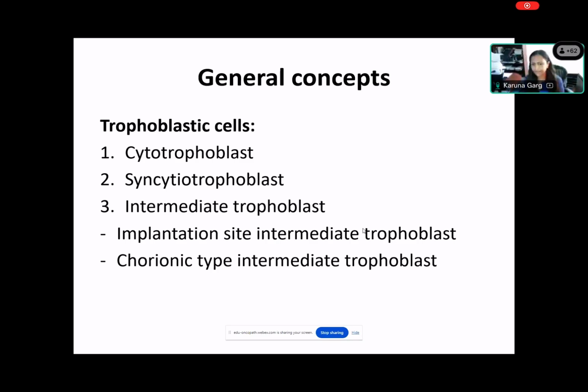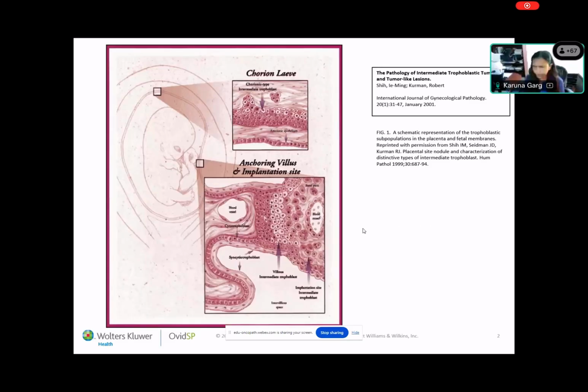So as you know, trophoblastic cells come in three forms. You have the cytotrophoblasts, syncytial trophoblasts, and the intermediate trophoblasts. And the intermediate trophoblasts are further divided into implantation site and chorionic type intermediate trophoblasts. And it's nice to get this clear in your head because each type of intermediate trophoblast will give rise to a particular type of benign entity and a particular type of tumor. So it's nice to get this sorted because then it becomes much easier to think about the immunohistochemical staining pattern and so forth. So this is a schematic showing the different types of trophoblasts.